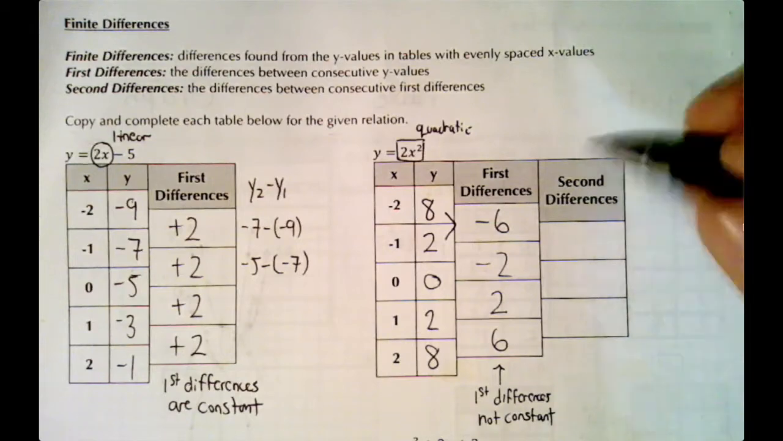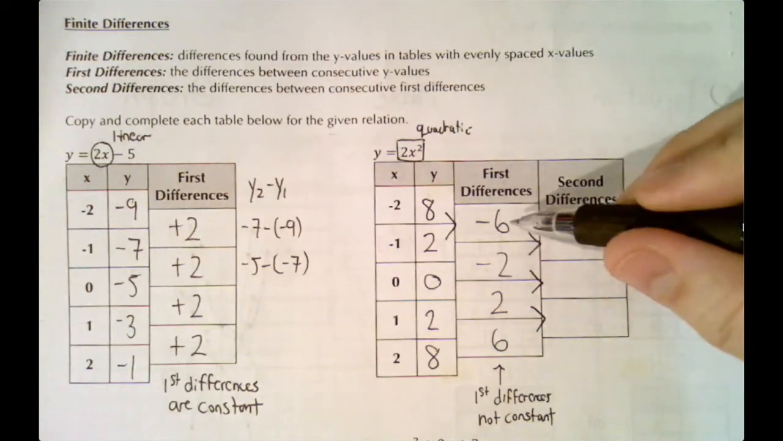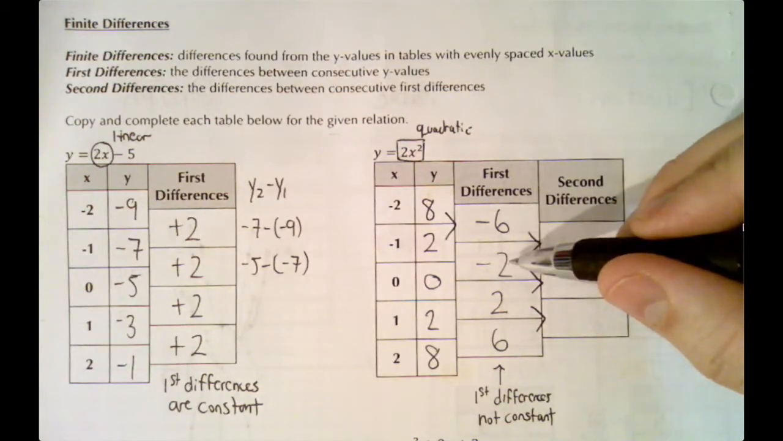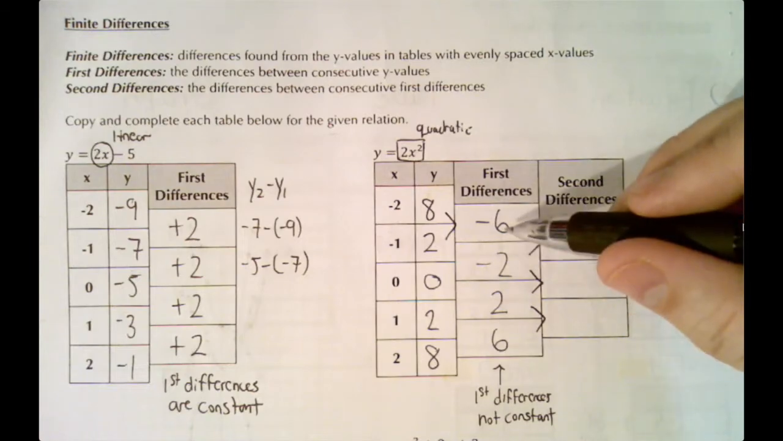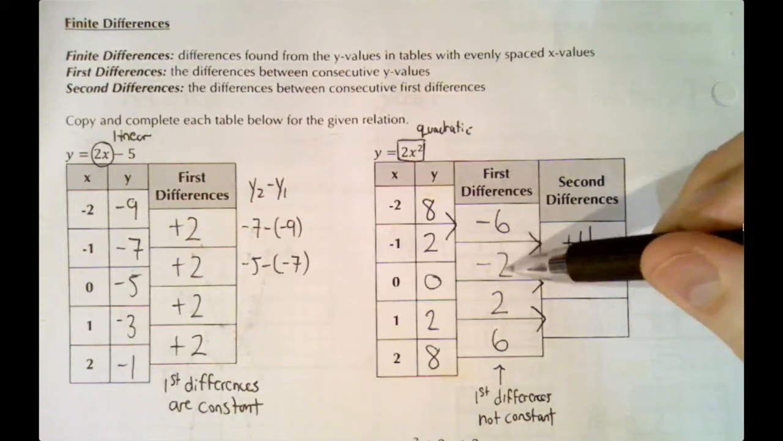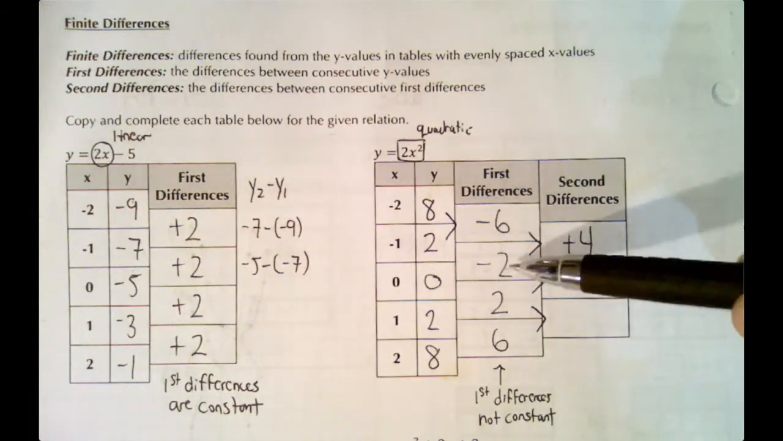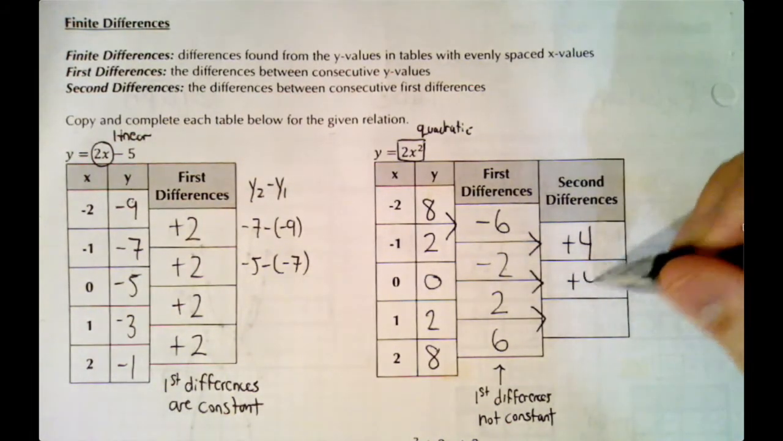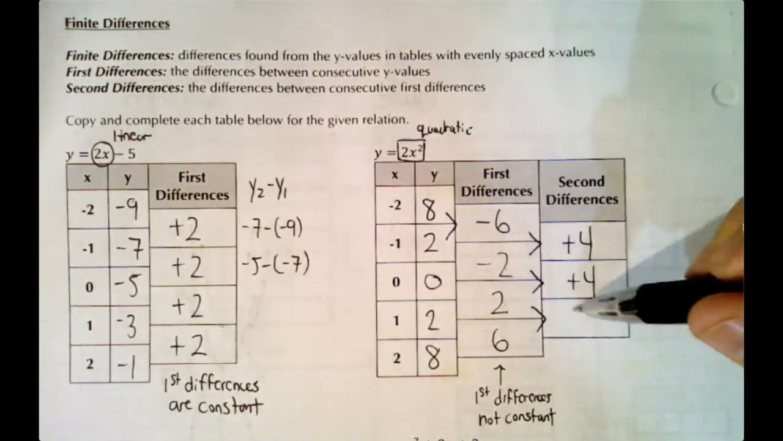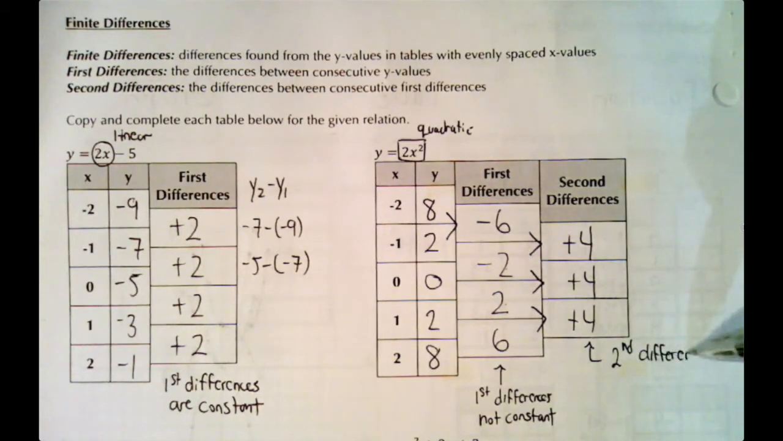Second differences describe the change in the first differences. So what's happening to the first difference? Well, negative 6 to negative 2 is going up, so we're going up by, well, how much? Negative 6 to negative 2 would be up by 4. And to get that, we could do negative 2 subtract negative 6. That would be positive 4. From negative 2 to positive 2 would be up 4 again. And from 2 to 6, again is up 4. This time we have the second differences are constant.